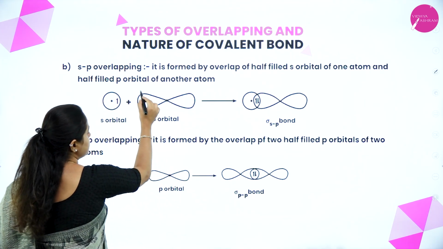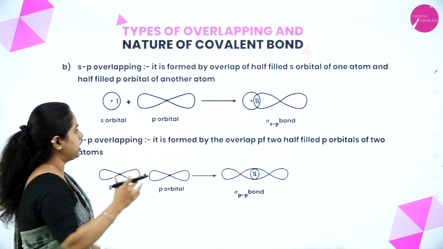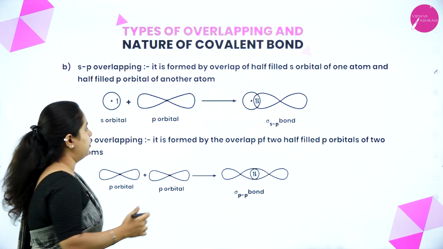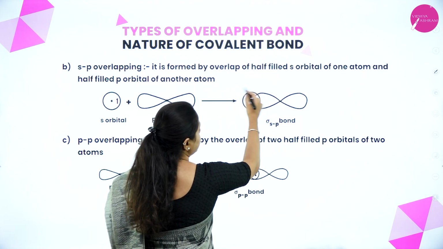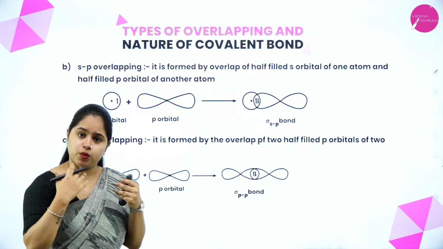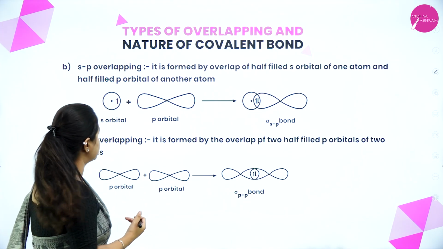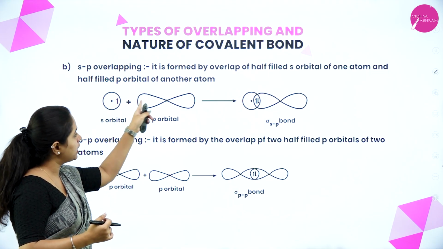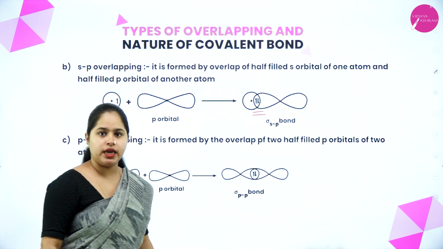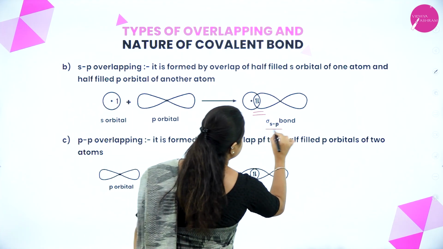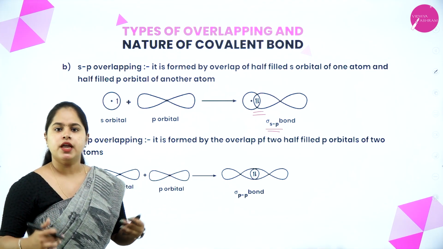The s orbital is already spherical in shape. Now, they will head-on overlap. That is what you can see here. The p orbital and the s orbital overlap head-on, or you can say end-to-end overlapping takes place along the internuclear axis, and the one unpaired electron here and the one unpaired electron in the p orbital pair up now. So a sigma s-p bond is formed here. Clear? A sigma bond is formed because of the head-on overlapping.